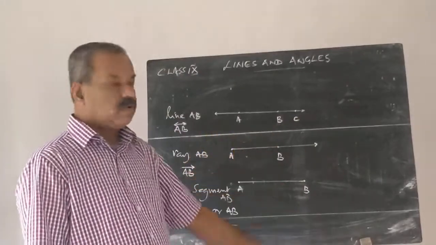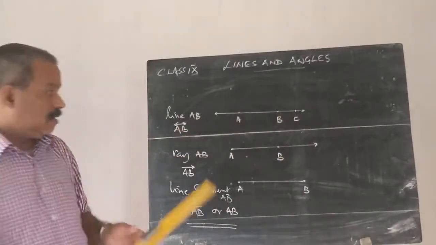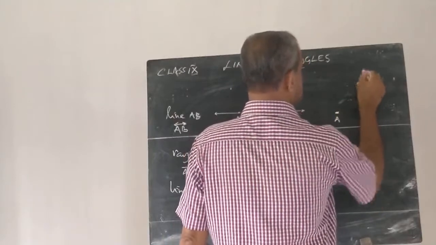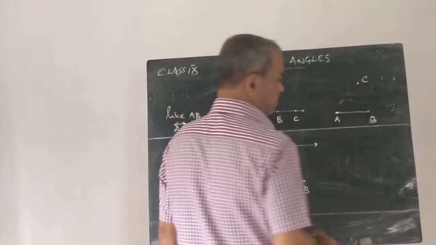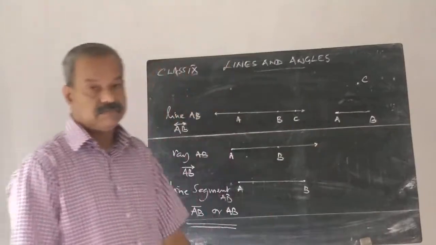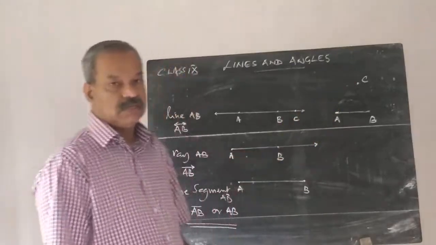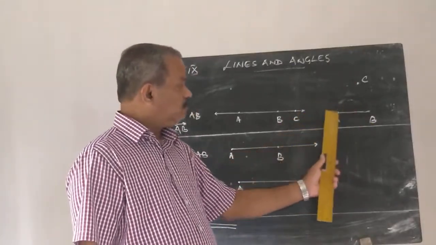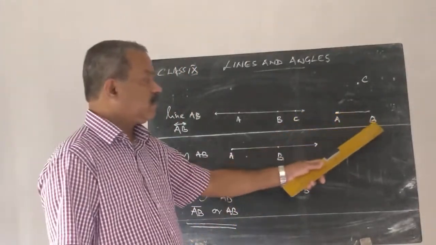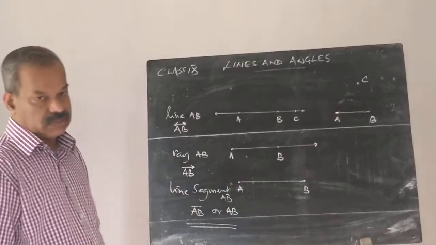Where do all these points lie? On the line. Now consider these points A, B, and C. Here C is outside the line AB, and we can join A and C. Then A and C are on the line segment, and if we extend this on both sides, we get a line. But then at that time C is outside. Or if we join B and C, we can say that A is outside.